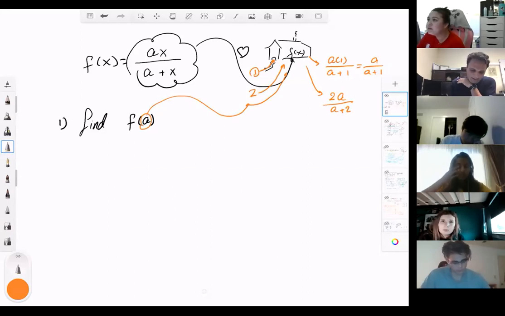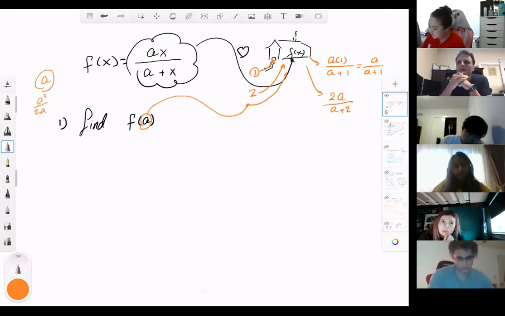Lindsay said a squared over 2a. Anybody else? Maybe a squared over 2a. Matt, a squared over 2a.